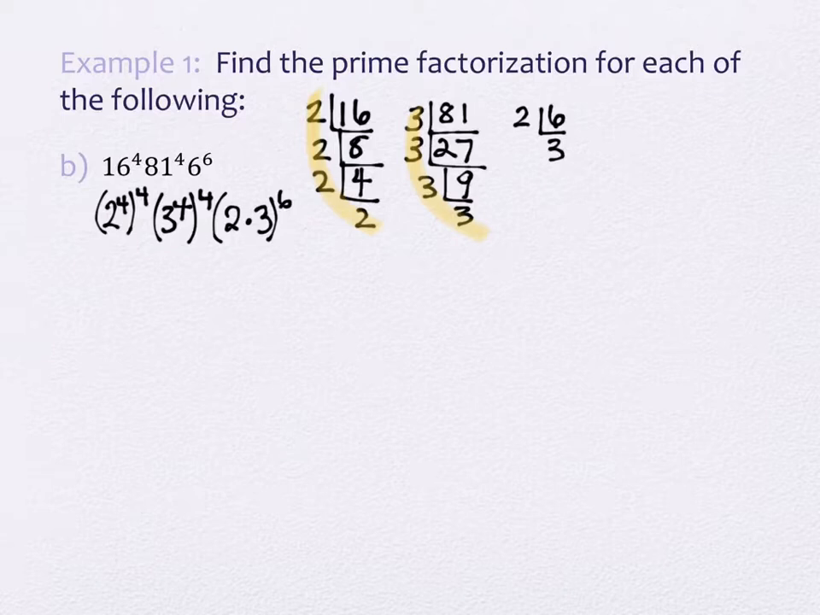So the first thing to realize is that when you have 2 to the 4th, what do you really have? 2 to the 16th, good job. You would multiply the exponents. And we have 3 also to the 16th. Now what about this 2 times 3 to the 6th business? Yeah, it's 2 to the 6th and 3 to the 6th. That's exactly right.